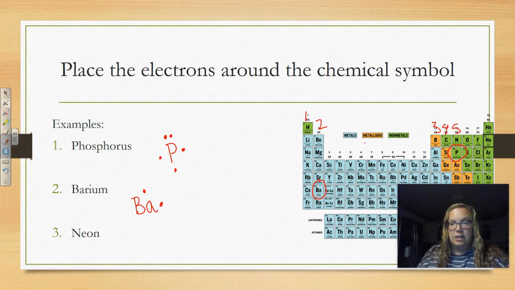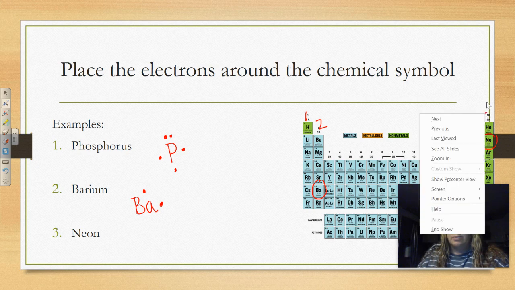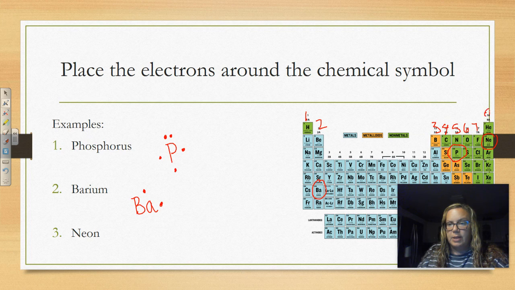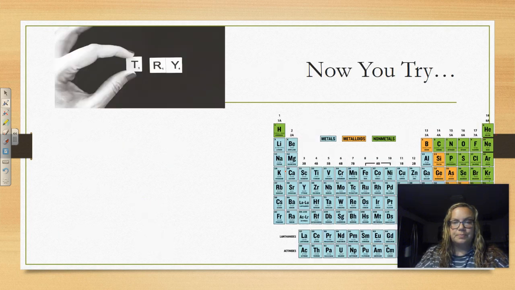Finally, neon, and neon, as you'll find, is a noble gas. So if we finish them up here, neon has 8 valence electrons. So therefore, I come over here, I write Ne, 1, 2, 3, 4, 5, 6, 7, 8. I have a full Lewis structure.